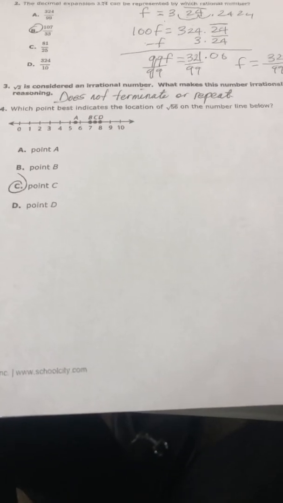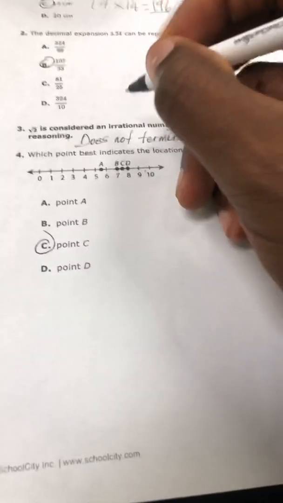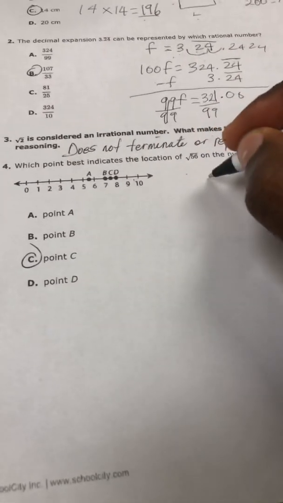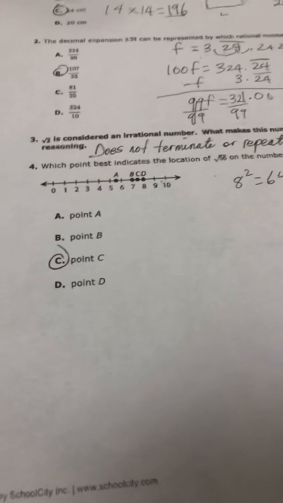Question number 4 says, which point best indicates the location of the square root of 56 on the number line below? So square root of 56. When you're dealing with square roots like these that are not perfect, you want to use whatever is closest to it, okay? So you want to use what you know about perfect squares. Like I know that 8 squared is 64. I know that 7 is a perfect square because 7 times 7 is 49.